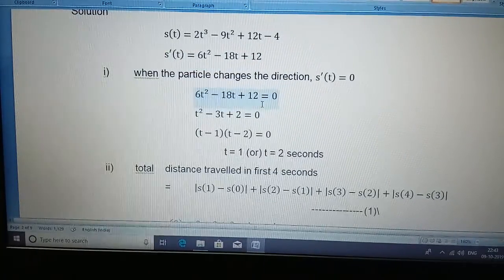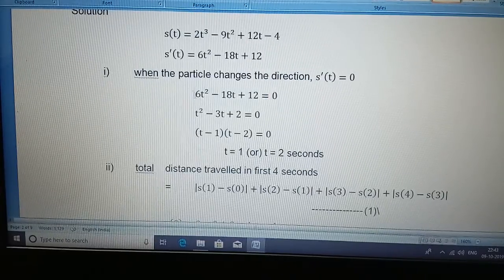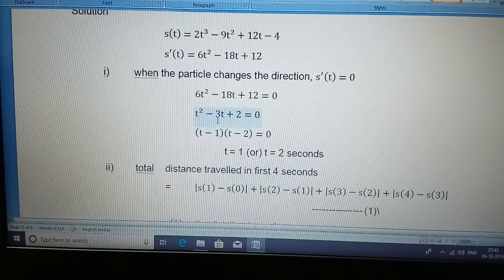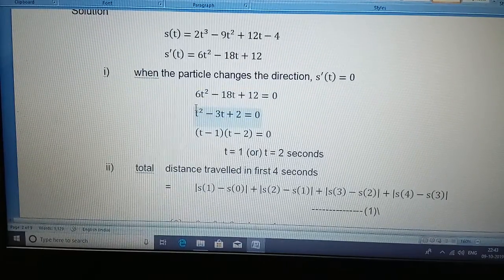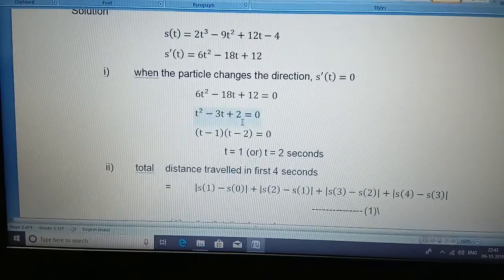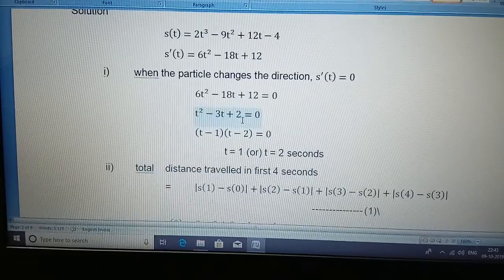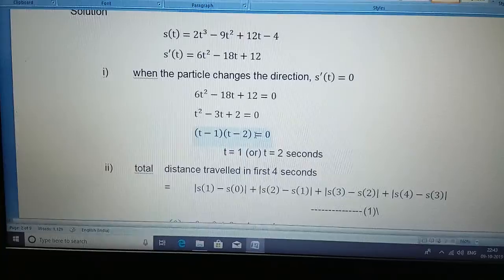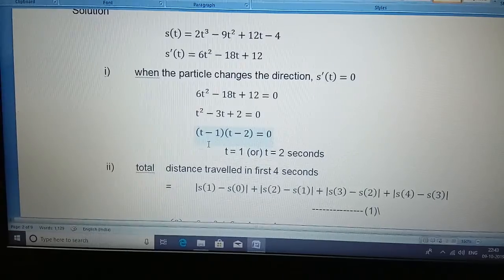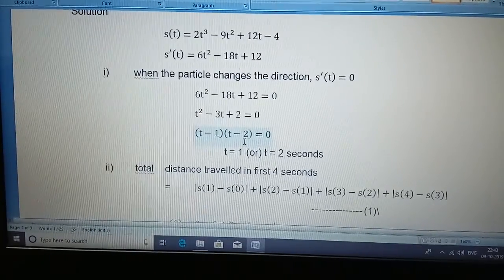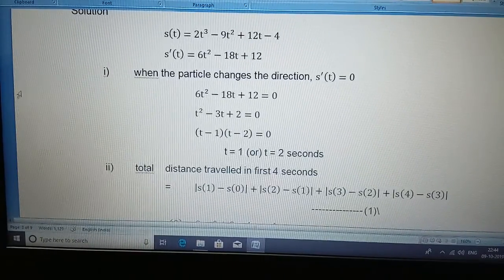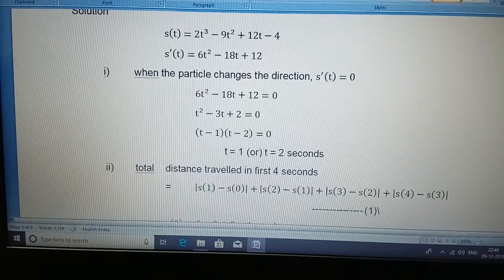You have 6 common, so you can divide by 6. That gives t square minus 3t plus 2 equal to 0. You can factorize it by splitting the middle term. The sum is minus 3 and the product is 2, so the numbers are minus 1 and minus 2. Since there is no coefficient on t square, you can write down the factors straight away. So t minus 1 into t minus 2 equals 0. From that we get t equal to 1 or t equal to 2 seconds. That is the time where the particle changes its direction.